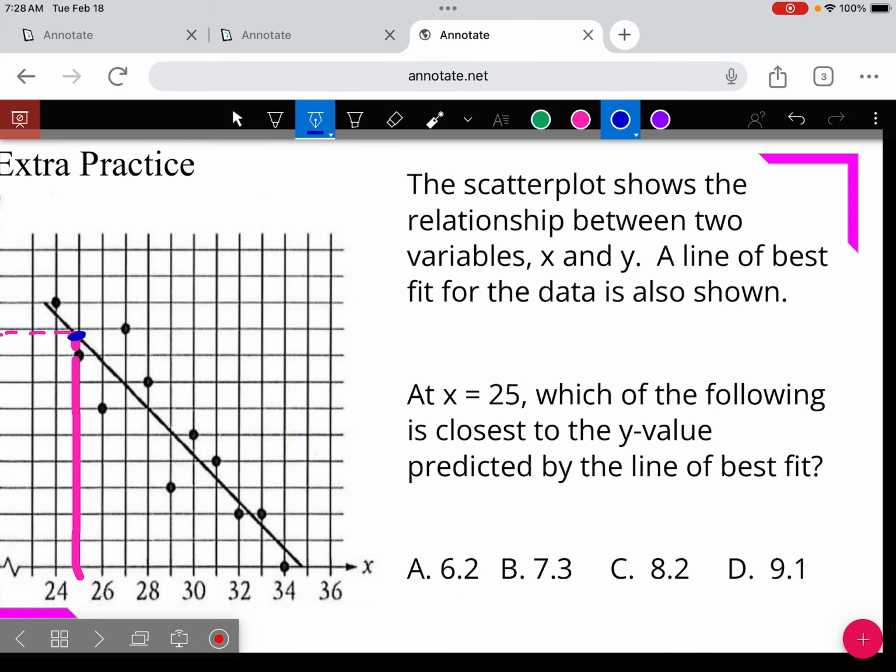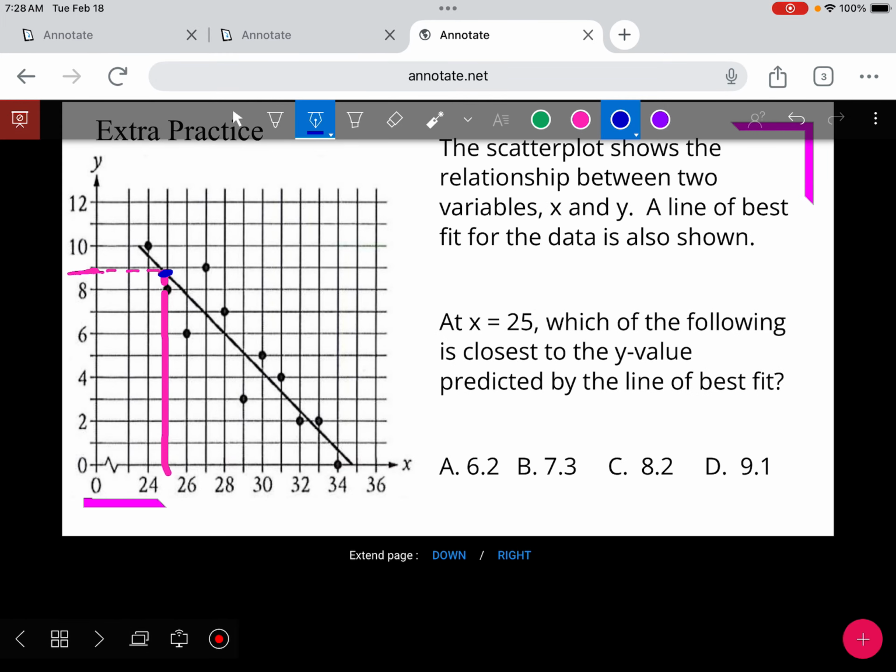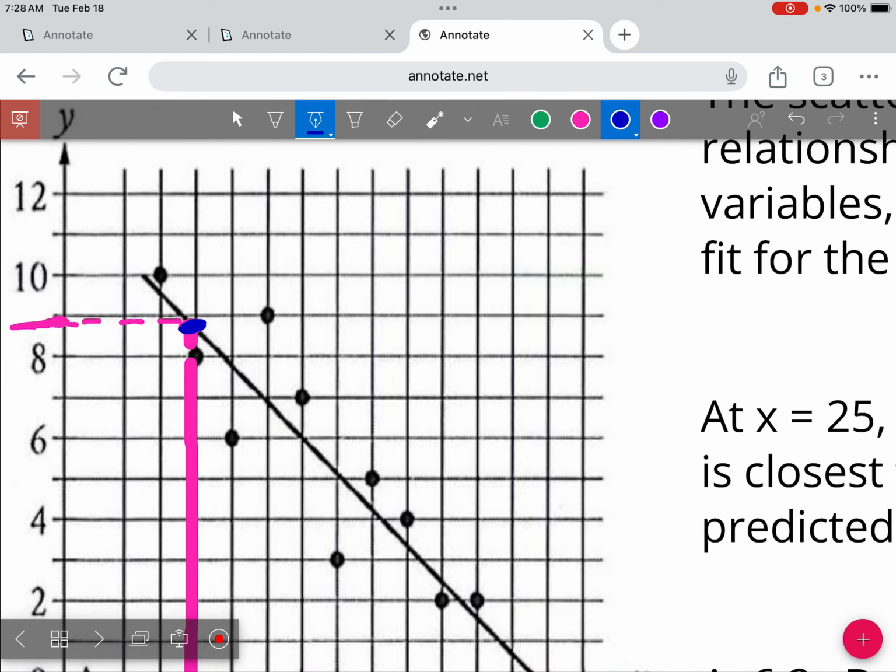I would say 9.1. That one's a little tricksy because it has that dot right around the 8.2 mark, but the line is actually quite a bit above it. I would expect the value here to be something much closer to like 8.9. So 9.1 would be closer than something like 8.2, which would be right about where this dot is. That is my expected answer for this one.